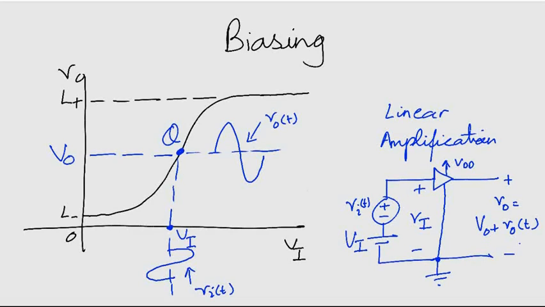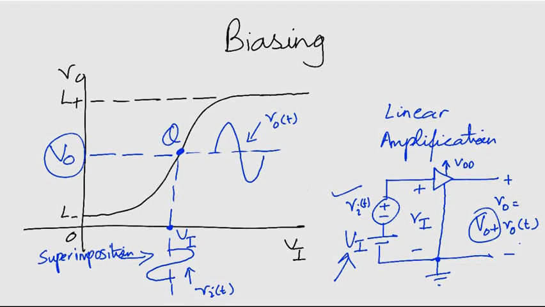We apply a DC voltage Vi as indicated in this figure. The operating point is labeled Q, and the corresponding DC voltage at the output is V0. This point Q is known as the quiescent point, DC bias point, or operating point. The time varying signal vi(t) to be amplified is superimposed upon the DC voltage Vi as shown here.